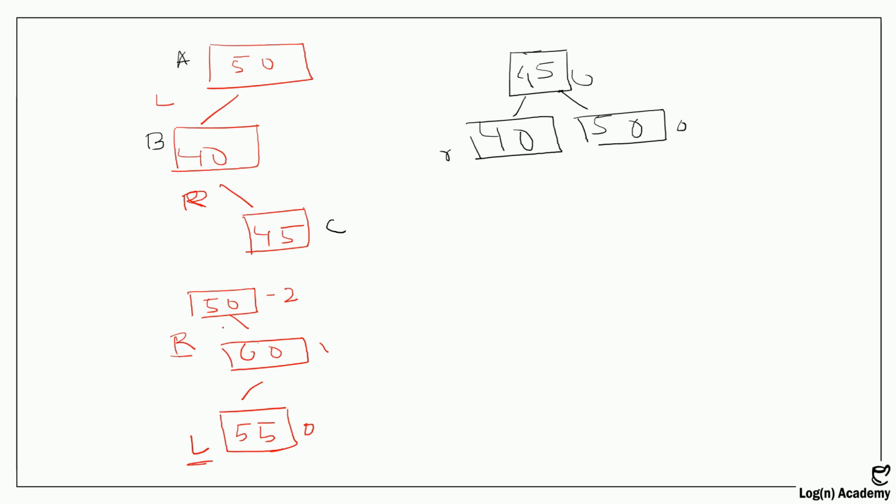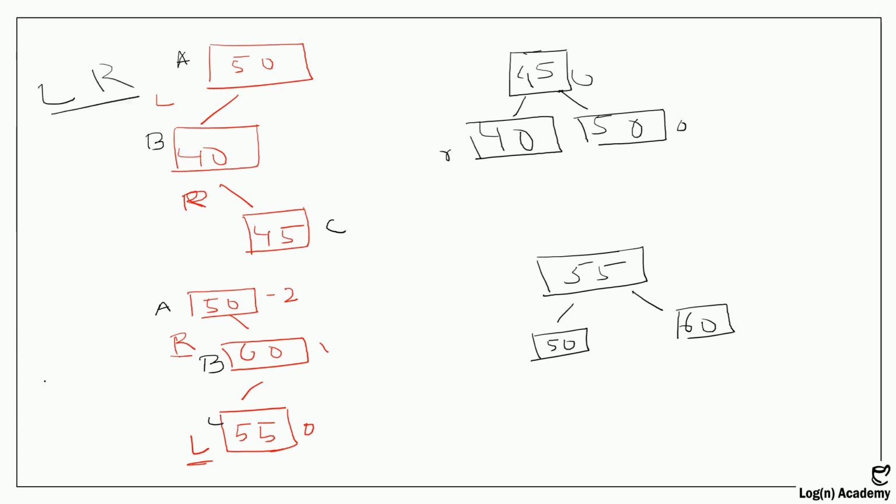So now let's mark them A, B, and C. So this is A, this is B, and this is C. And we will make 55 the parent, and A and B will be its children. So 60 will come here, and 50 will come here. So now we have balanced this case also. This is LR, and this was RL. This is how we can balance trees.